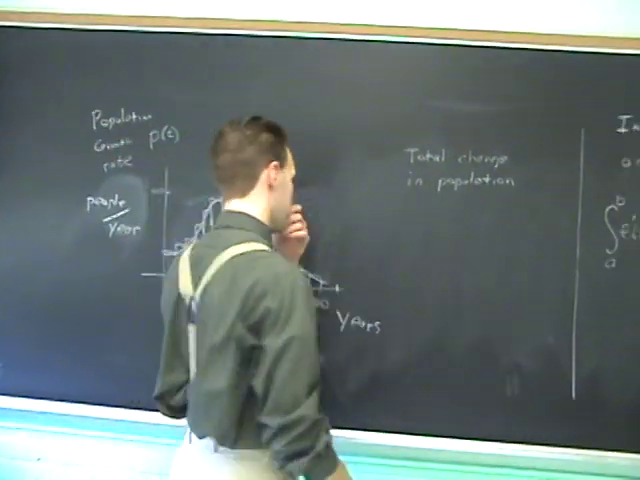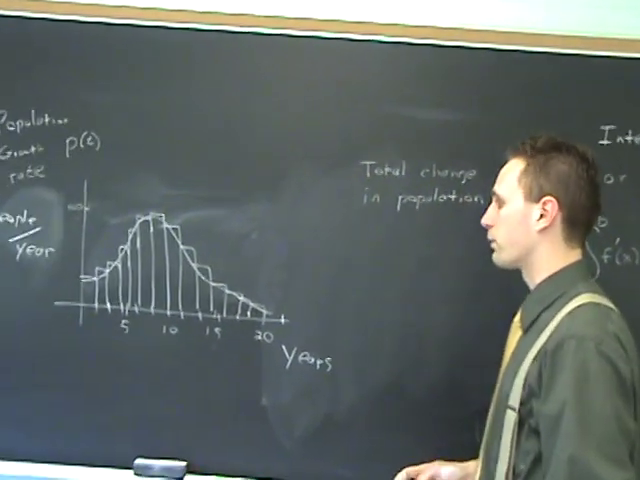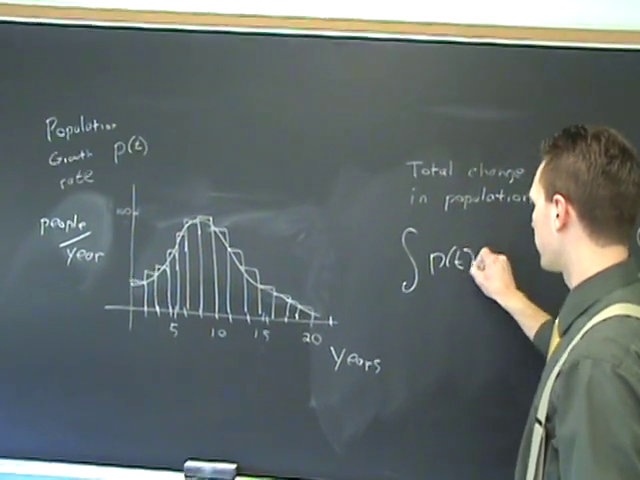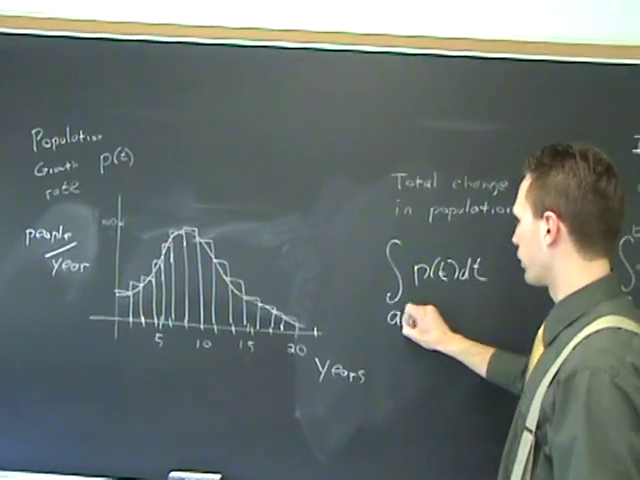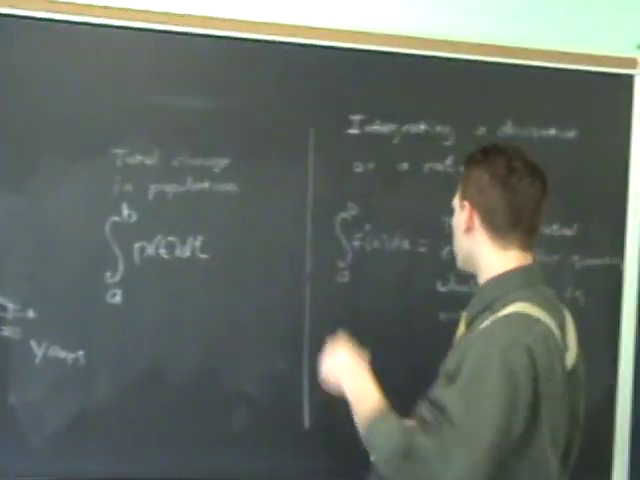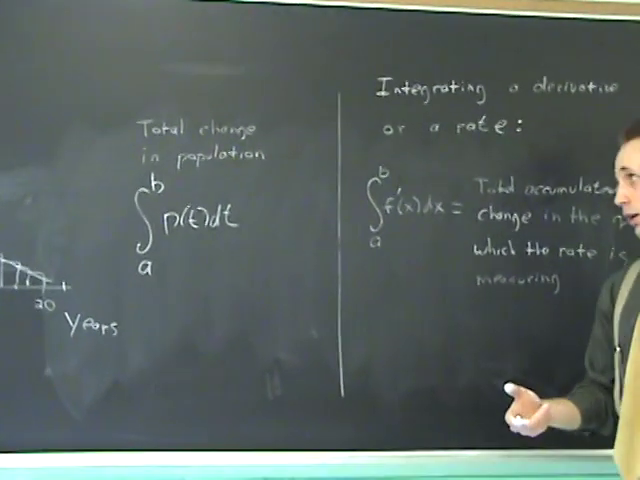And that's what it actually is. The total change in population for any function that you get would be the integral of P of t dt from wherever it is to wherever it is that you're interested in. Generally speaking, this is what happens when you integrate a rate of change.